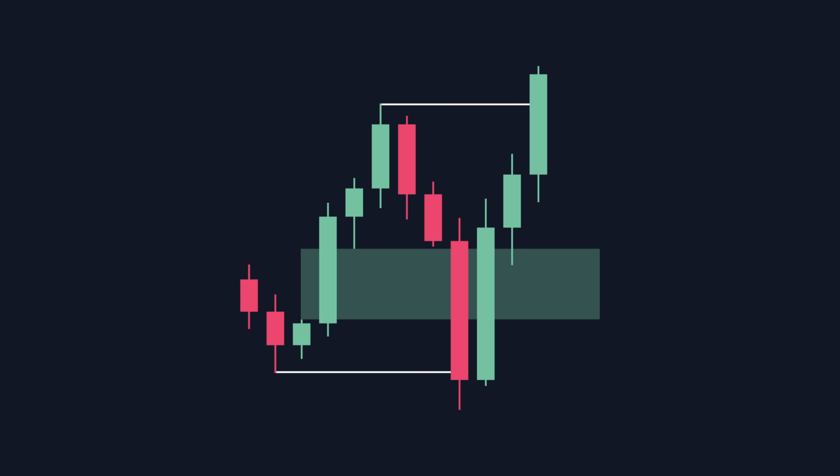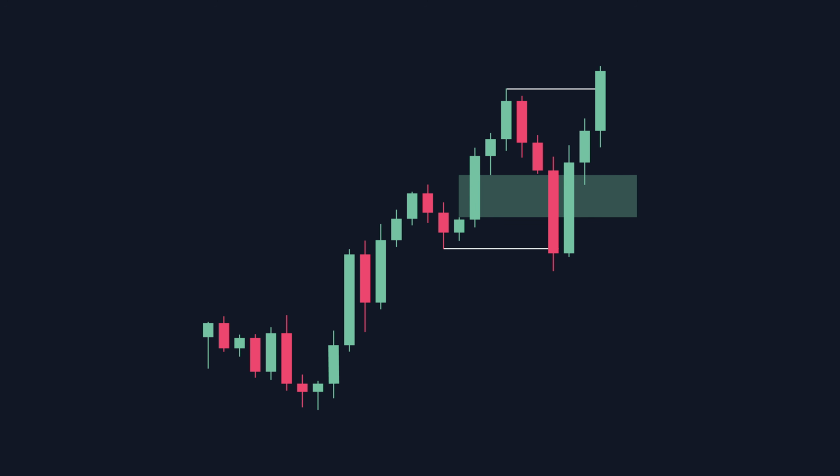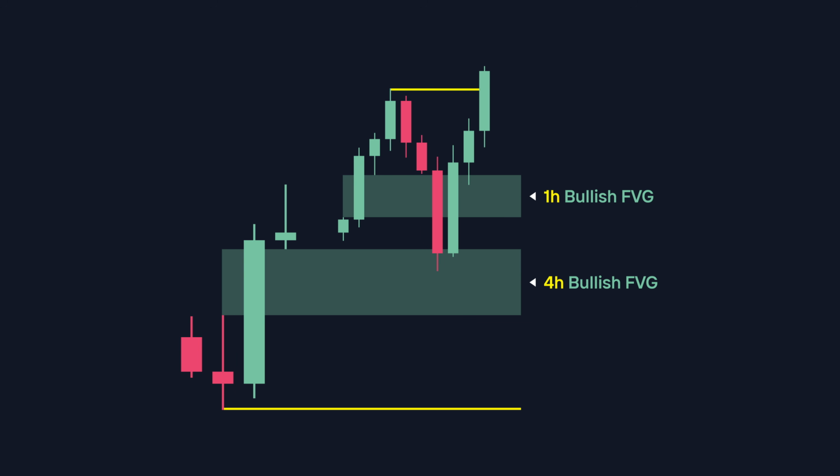But what could have been the reason for why this happened? Well, when we zoom further out into the chart, we can see that just below this 1-hour order flow leg, there was actually another order flow leg, with the big difference being that this second order flow leg was created on the 4-hour time frame.